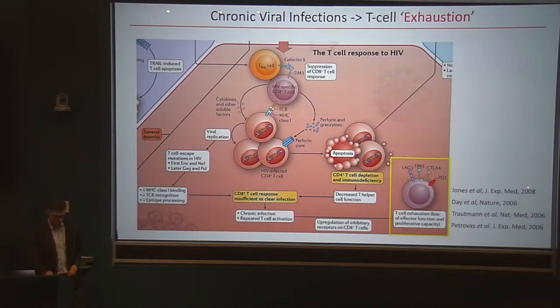So the virus can escape by changing itself, but that's not the whole story. You find responses in people that target parts of the virus that aren't escaped. Nonetheless, the person is progressing to AIDS sometimes. Nothing is really absolute in human biology. So another part of the story is that the T cell response undergoes something that we call exhaustion. And essentially what this is, the T cells fight HIV or any chronic infection for a long time. The immune system essentially realizes it's not winning.